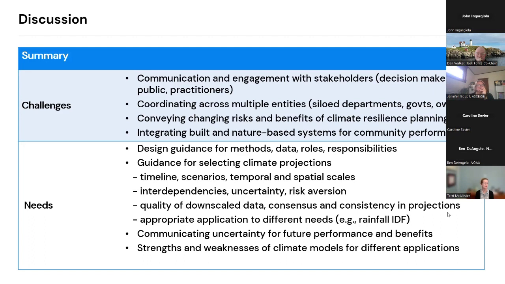What we heard strongly, challenges were communication and engagement with stakeholders, coordinating across multiple entities because of siloed departments or different jurisdictions or governments with varied approaches, and then individual owners of properties having very different ideas about what should or could be done.